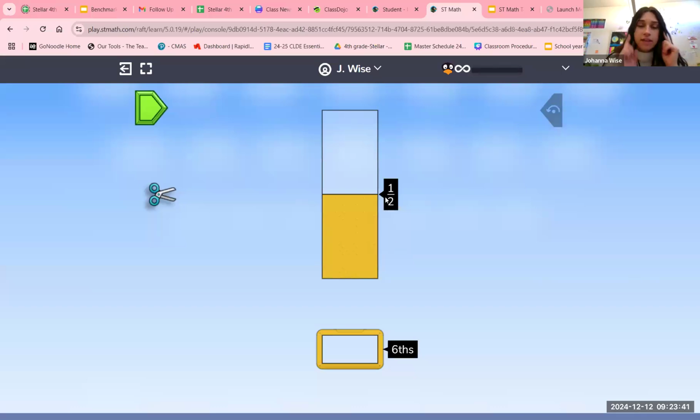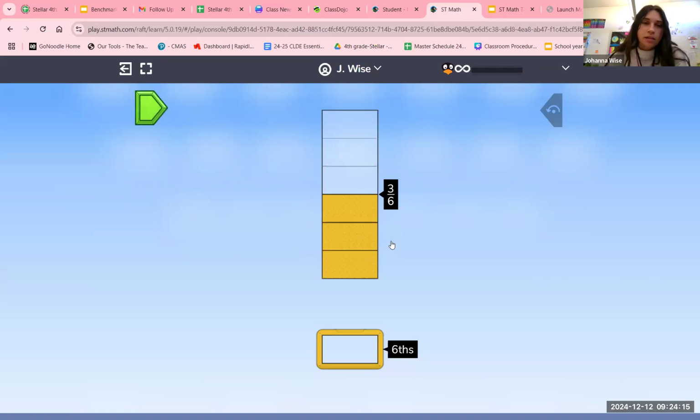So if I want to get to 6 as my denominator, I have to think what number can I multiply by 2 to get to 6? Well, I know 3 times 2 is 6, so I'm going to break it into 6. There we go. 3/6, right? I multiplied my bottom number by 3, so 2 times 3 is 6. 1 times 3 is 3, 3/6.